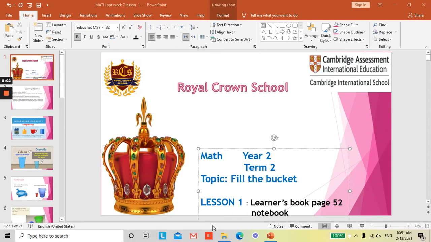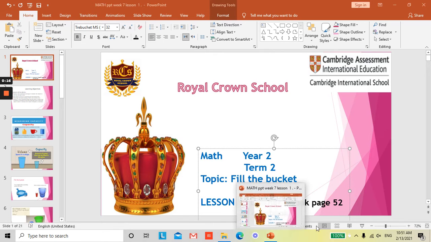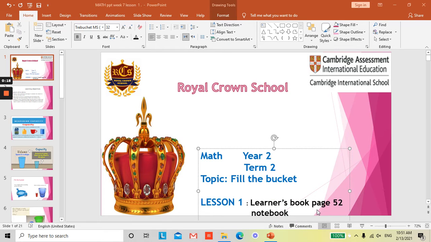Hello everyone, welcome to our math lesson, Year 2, Term 2. The topic is about fill the bucket. We are going to use our learner's book, page 52, and our notebook.